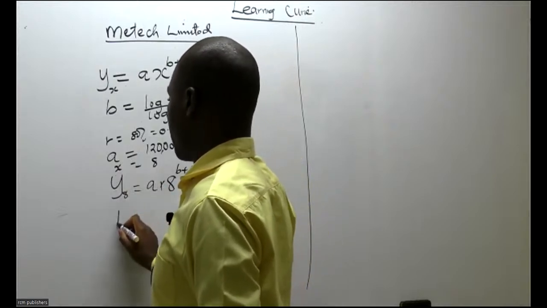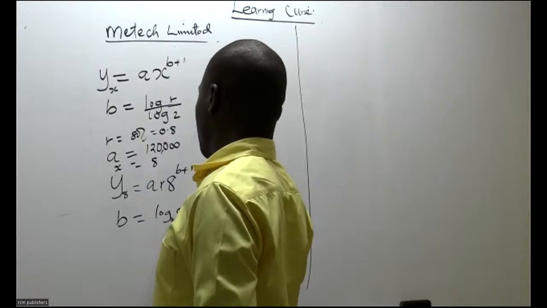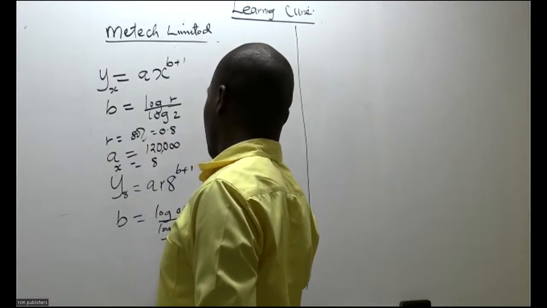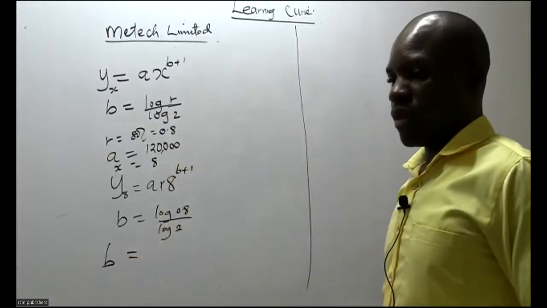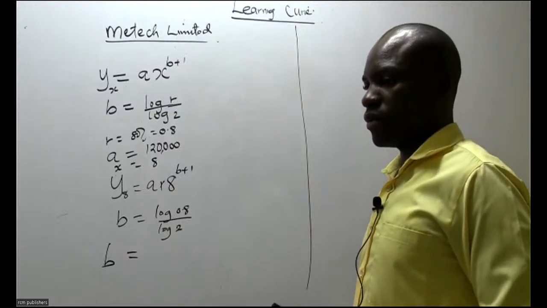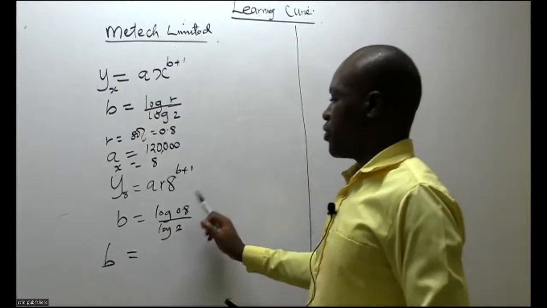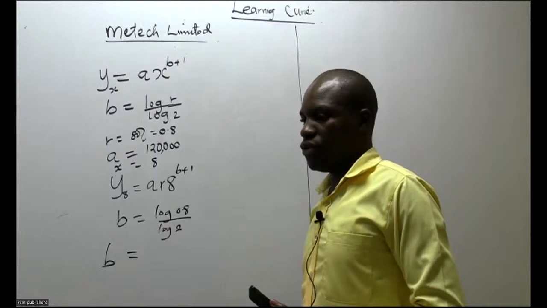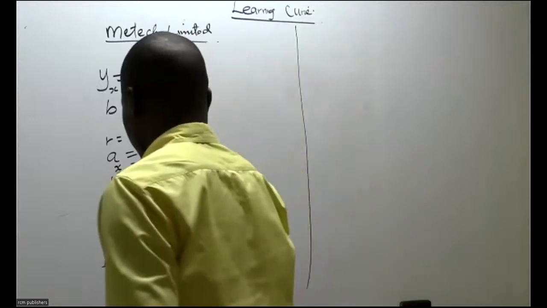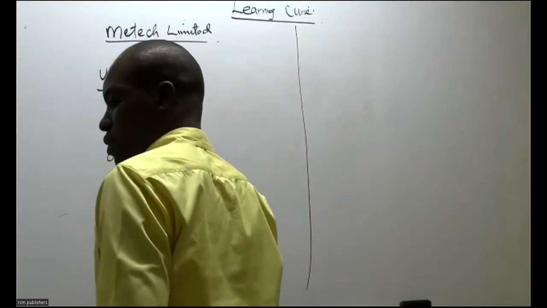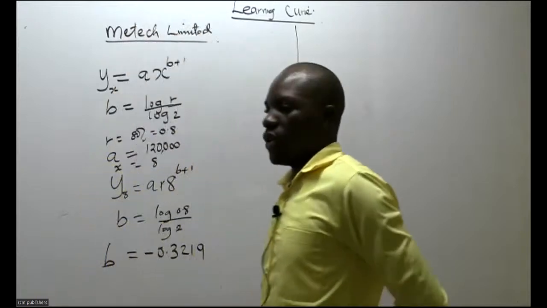We know very well that b is equal to log r, which is 0.8, divided by log 2. So what will be the value of b? Somebody to give us the value of b. Just go to your calculator. Log 0.8 divided by log 2. What do you have? To at least 4 decimal places. What do we have? Negative 0.3219.